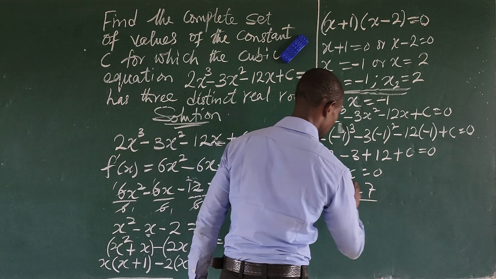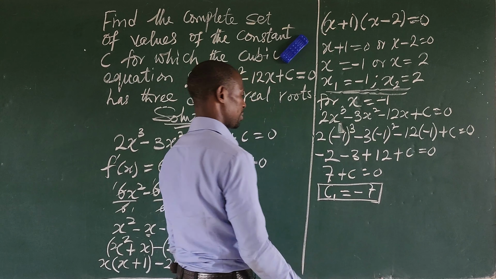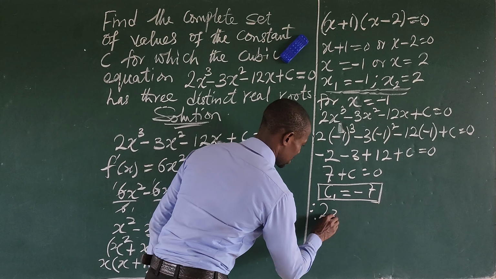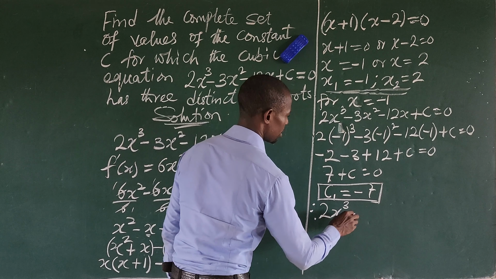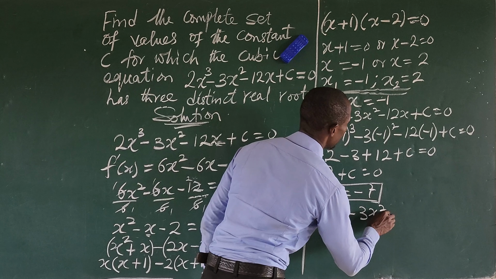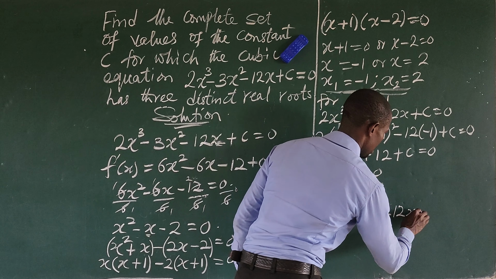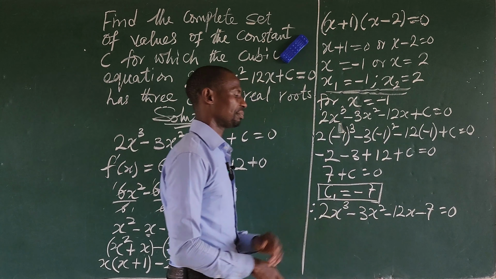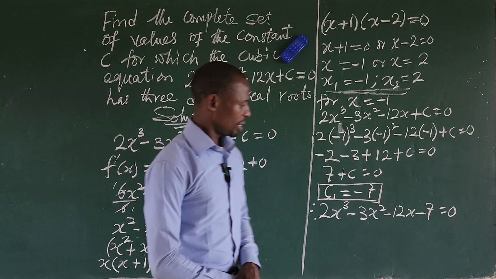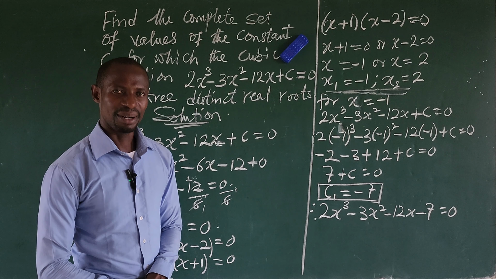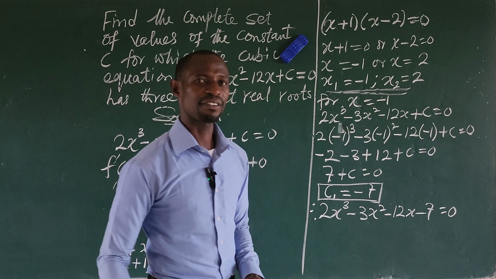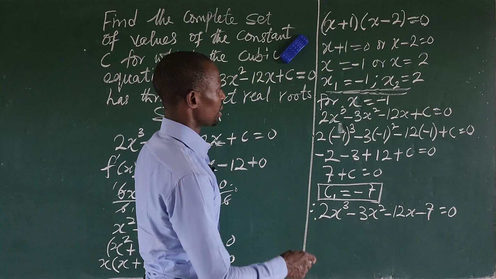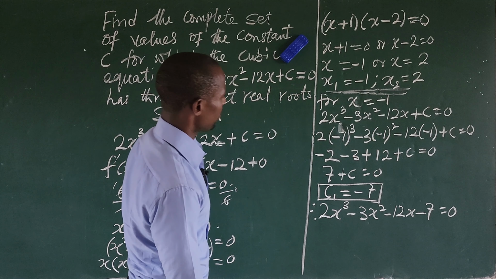Okay, so if we have c1 is equal to minus 7, then we can rewrite our equation. So this does imply that our 2x to the power of 3, then minus our 3x squared, then minus our 12x, then minus 7 is equal to 0. Okay, so this is a cubic equation, right? So in this cubic equation, if you solve this, definitely we're going to have 3 roots from this expression, right? Good.